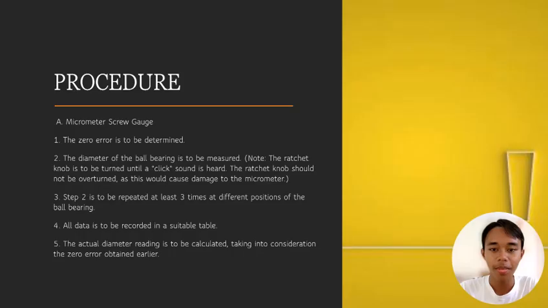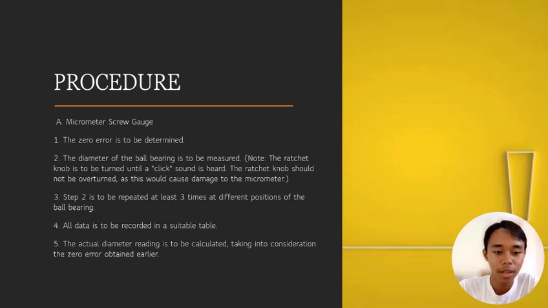in this video. Hi, I'm Zai. I'm going to continue with the procedure. First, the micrometer screw gauge. First, the zero error is to be determined. Second, the diameter of the ball bearing is to be measured. Note, the ratchet knob is to be turned until a click sound is heard. The ratchet knob should not be overturned as this would cause damage to the micrometer.